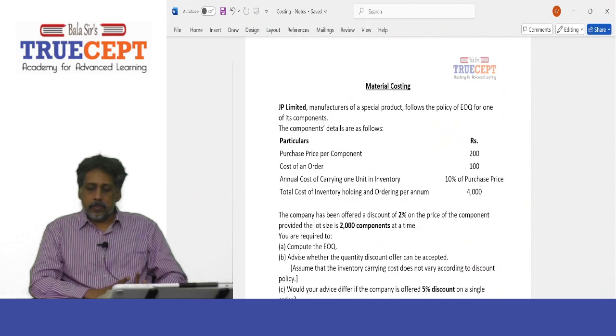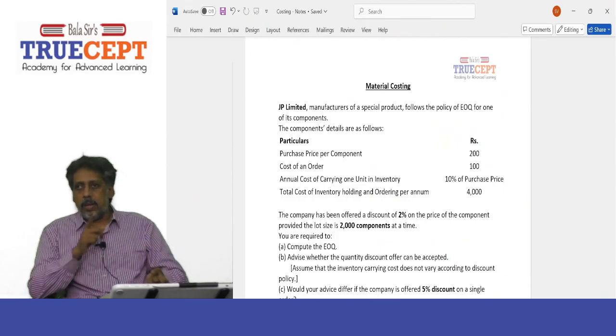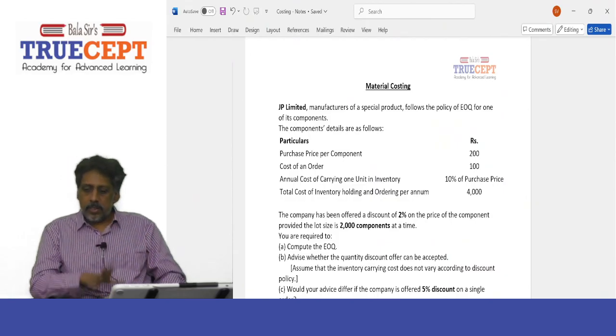The component details are as follows. Purchase price per component 200 rupees. Cost of an order 100 rupees. Annual cost of carrying one unit in inventory is 10% of purchase price. That is 10% of 200 rupees, 20 rupees per unit is the annual carrying cost per unit. Is that fine? Next. Total cost of inventory holding and ordering per annum is 4,000.